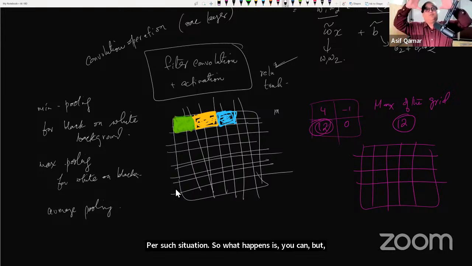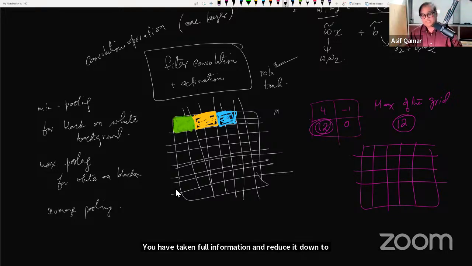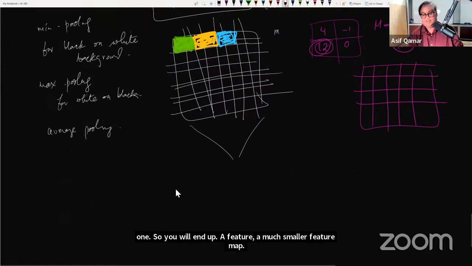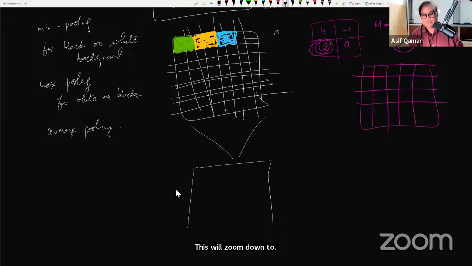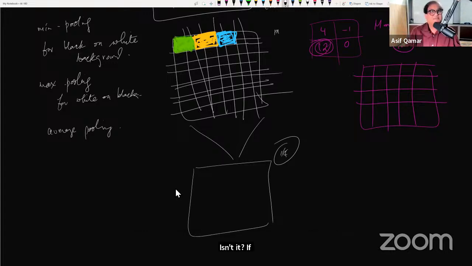But anyway, irrespective of what you do, what have you done? You have taken 4 pieces of information and reduced them down to 1. So you will end up with a much smaller feature map. This will zoom down to literally a feature map 1/4 the size almost, isn't it? If you do it like this, 1/4 the size. Guys, am I making sense?